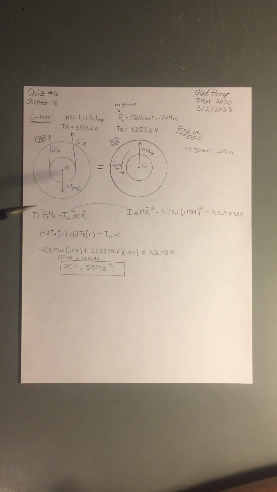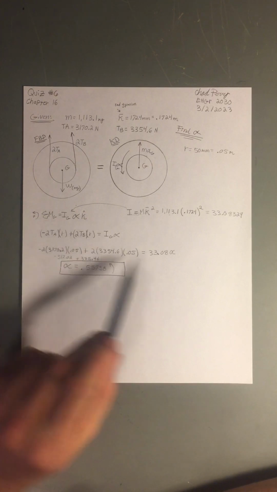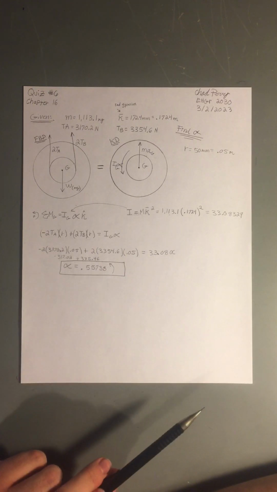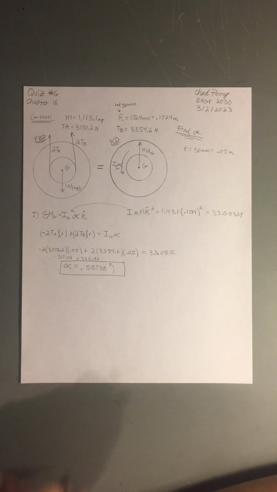And so then it was just a matter of plugging in the tensions and the I value that we calculated, which is what this line is here. And then we just plug this into our calculator and solve for alpha. And we get an alpha value of 0.557 radians per second squared. And so that is it for this quiz.